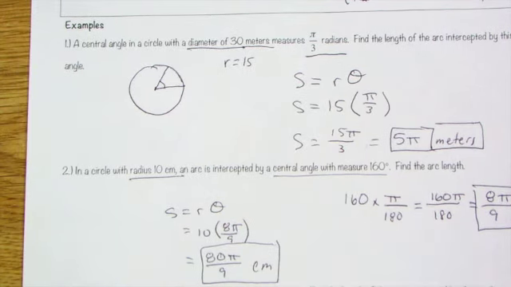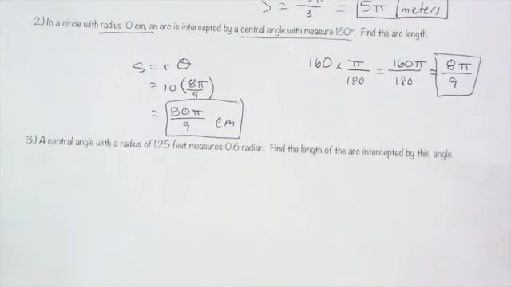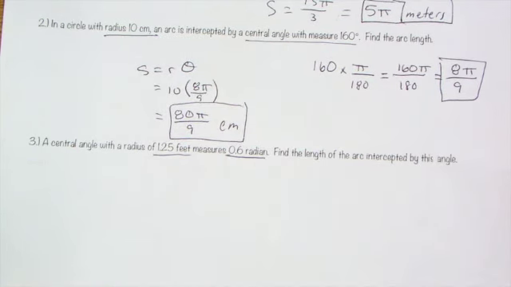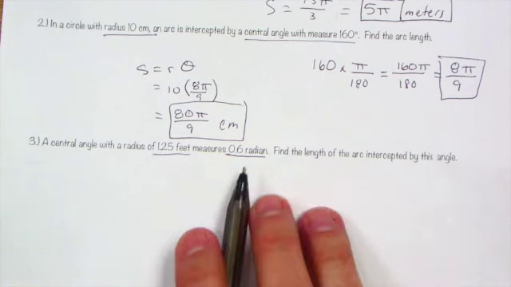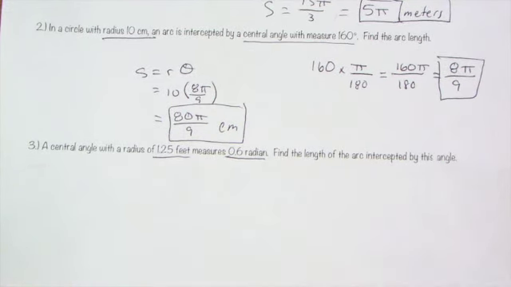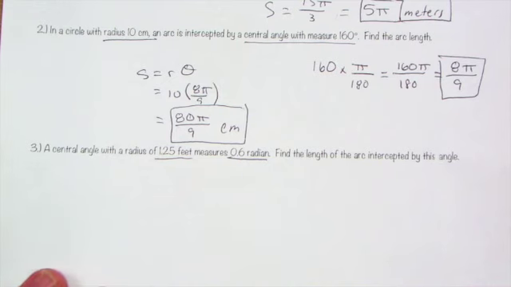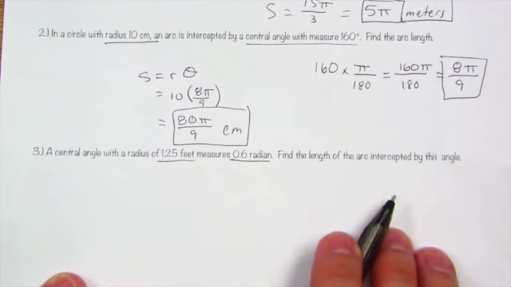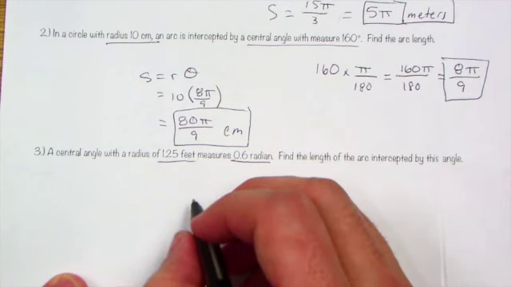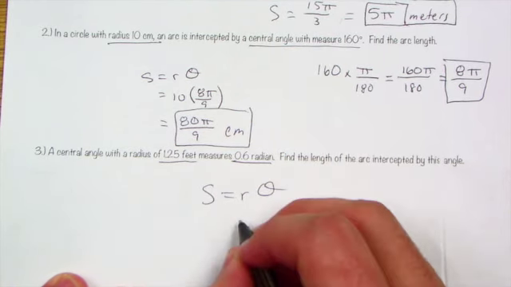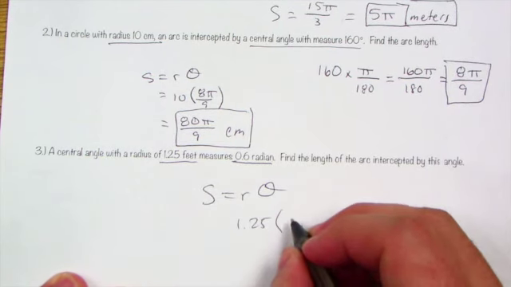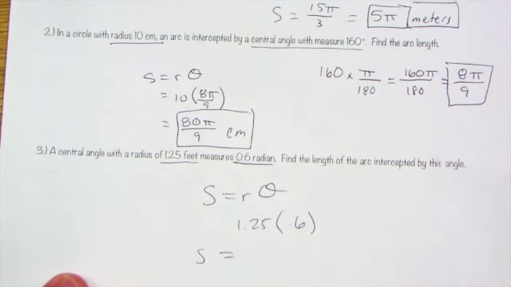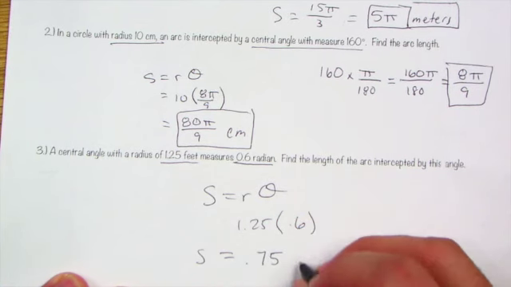All right. Last one. A central angle with a radius of 1.25 feet measures 0.6 radians. Now this one does not have a pi in it, which is fine. You can have just numbers of radians too. It doesn't have to have pi in it. Usually it does. So find the length of the arc intercepted by this angle. So this is just plug it in. S equals r times theta. R is 1.25. Theta in radians is 0.6. So S equals 1.25 times 0.6, which is 0.75 feet.